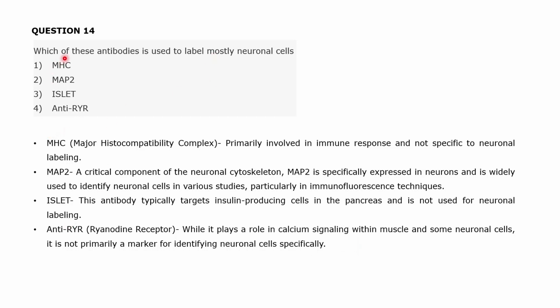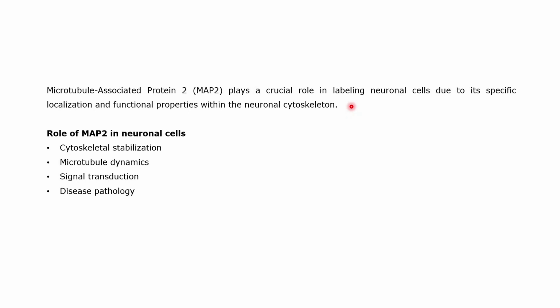So the answer to this question, which of the antibodies is used to label neuronal cell? MAP2 is the answer, or microtubule associated protein 2. If you look into some of the functionality of this MAP2 protein, you can see that it is used in labeling neuronal cell, as you have studied, as it is a part of the neuronal cytoskeleton there. It is used in cytoskeletal stabilization, especially to maintain the cytoskeletal integrity. Microtubule dynamics: MAP2 has the capability to bind to several microtubules present within the neuronal cells, and it helps in the assembly of these microtubules, and hence it helps in microtubule dynamics.